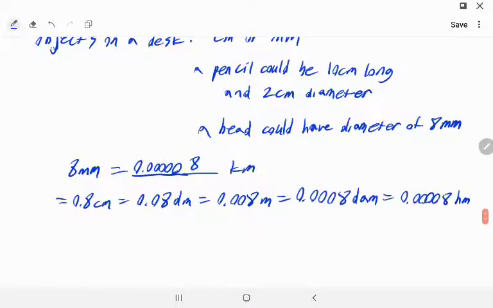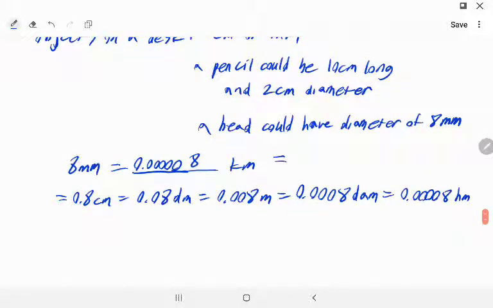We could have also thought of that 8 millimeters as being 8 times 10 to the negative 6 kilometers. That gets into scientific notation. We're not going to play with that too much, if at all. And you notice it's still an inconvenient notation. We really don't want to think about the diameter of a bead in kilometers.